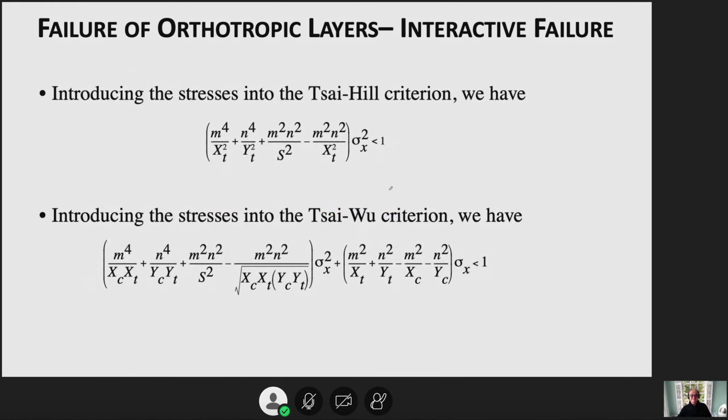Then you can play with these things and do different things with them in terms of angular orientation of the fiber, where M and N are the cosine of the fiber orientation angle and sine of the fiber orientation angle, and find the values of sigma x. And we'll do this with Mathematica, so there's no need to go through derivation of these equations.